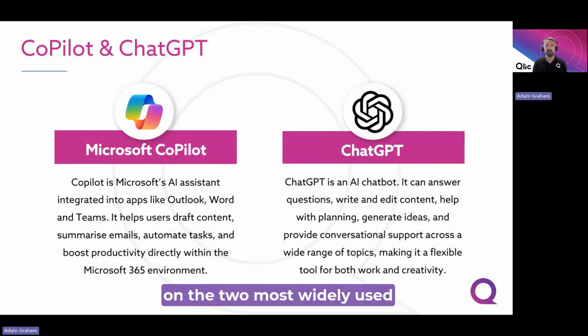Today I'm going to be focusing on the two most widely used AI tools for charities. ChatGPT from OpenAI is conversational and creative, great for generating ideas, content and problem solving. And Microsoft Copilot is a very similar large language model, and the paid version can be integrated into your Microsoft 365 applications, ideal for working inside Word, Outlook, Excel, PowerPoint, etc.